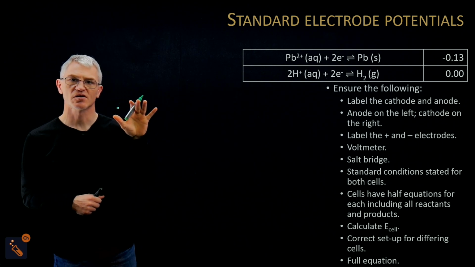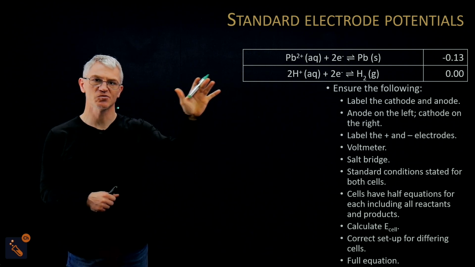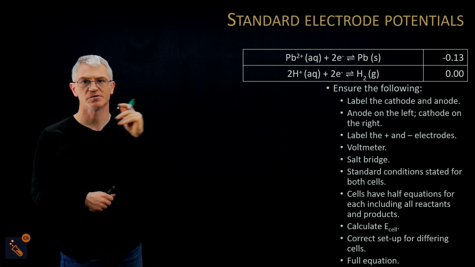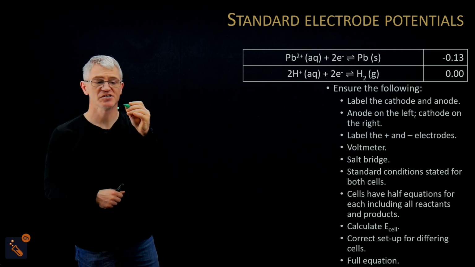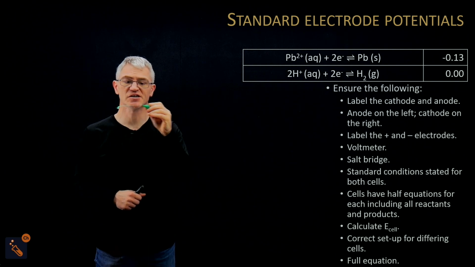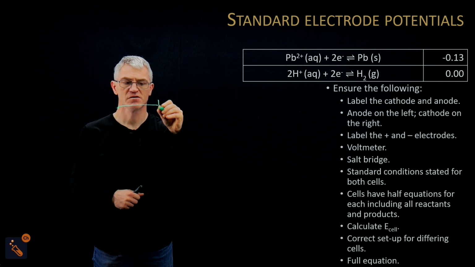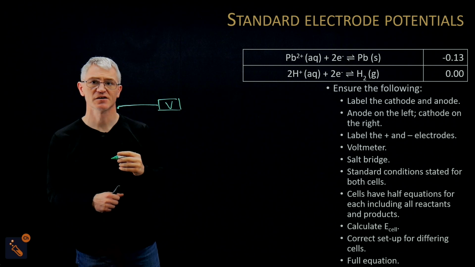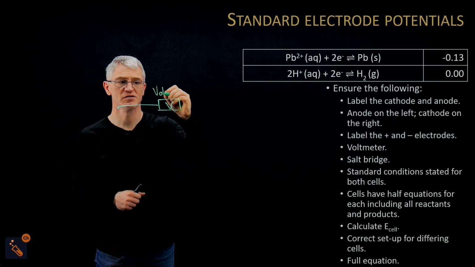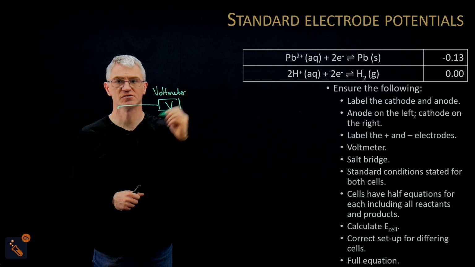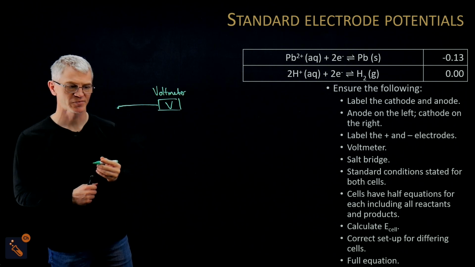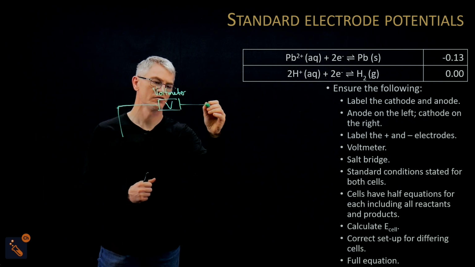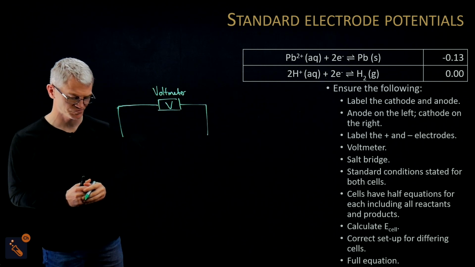So I want to do it with Pb, and I want to do it with a hydrogen electrode. You can see it's a hydrogen electrode, it's set to 0. So my first thing is I've got to set up my voltmeter. I'm going to set up my voltmeter right here, and all I have to do is label that as a V. I can write voltmeter if you want. So there's your voltmeter. Then we just do a line, and we do another line like that.